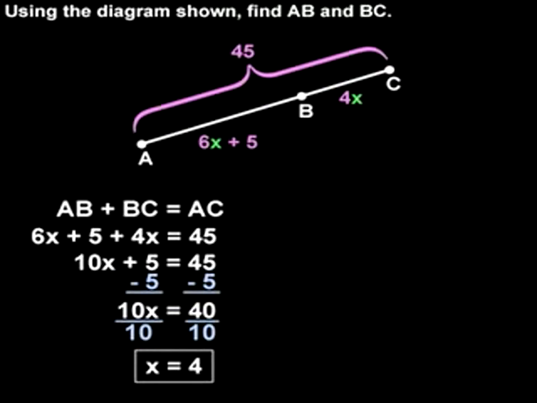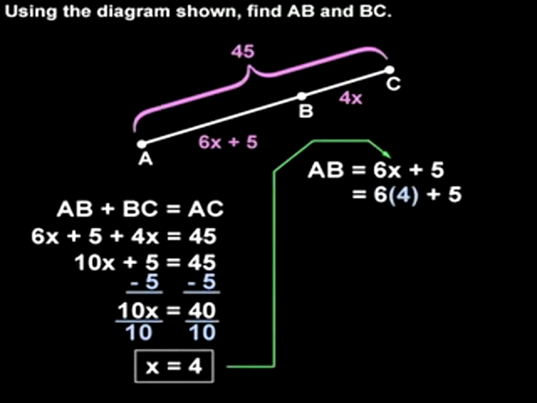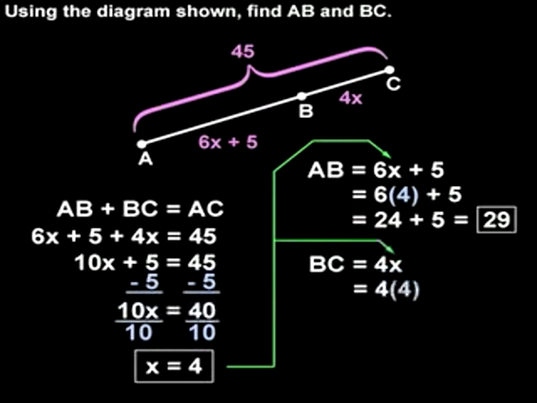Now we can plug 4 back in for the x's in the original problem to find the lengths of segments AB and BC. So the length of segment AB, which is 6x plus 5, is 6 times 4 plus 5, which simplifies to 29. And the length of segment BC, which is 4x, is 4 times 4, or 16.